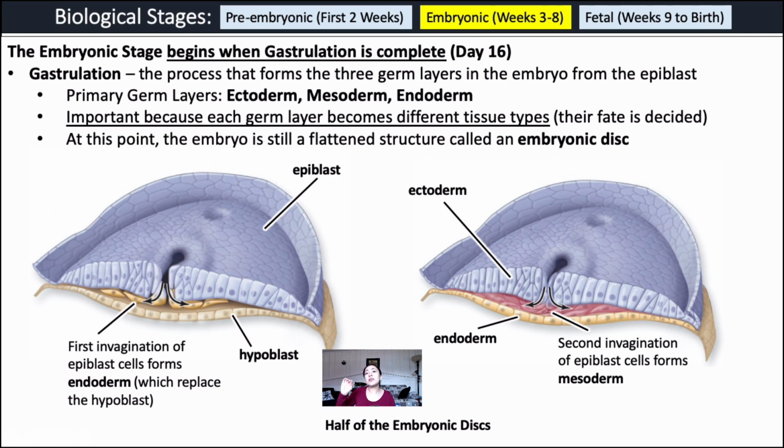Now, this is important because each germ layer becomes a different type of tissue in the human body, so in some ways their fate is being decided at this point. And how exactly do these germ layers form? Well, it's through a process called invagination.